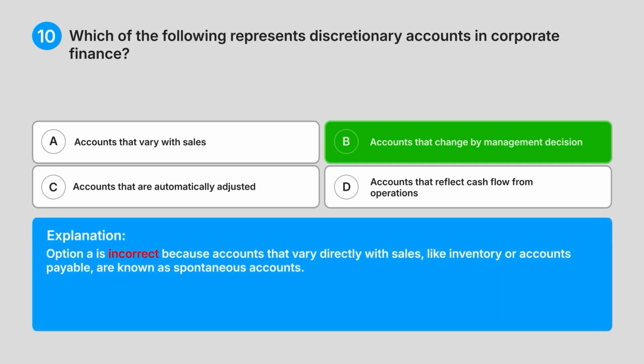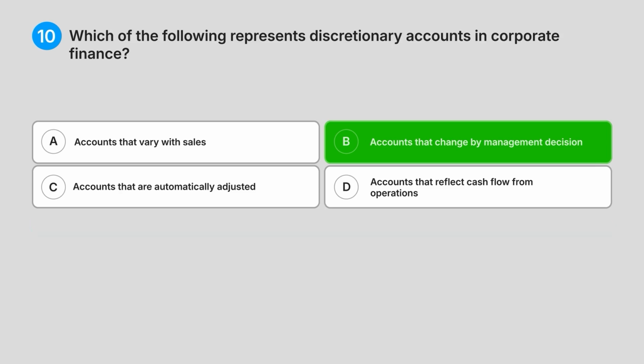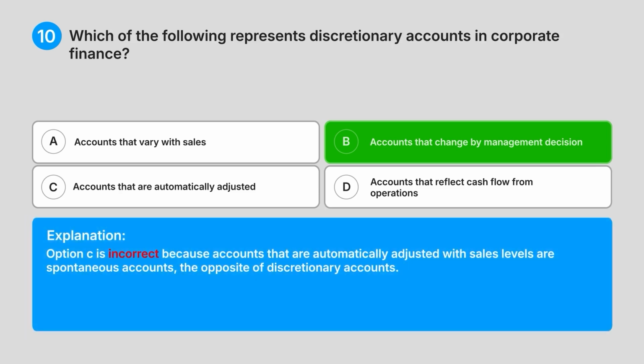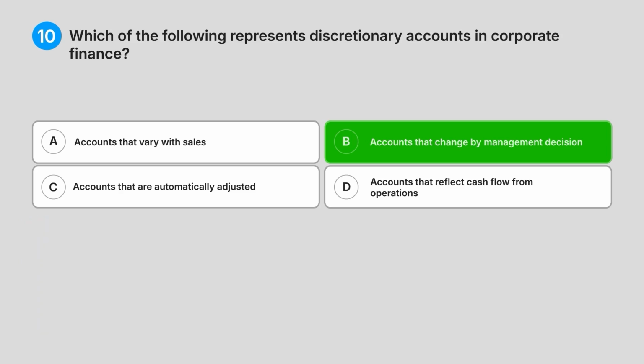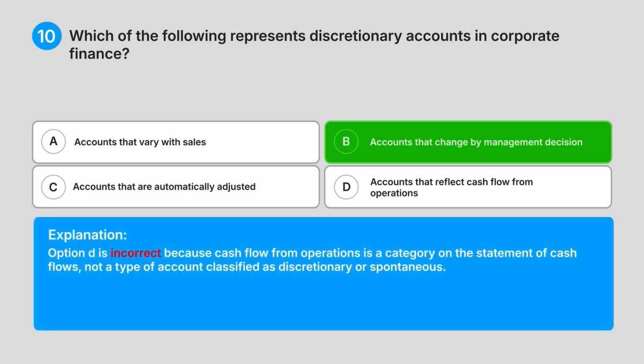Option A is incorrect because accounts that vary directly with sales, like inventory or accounts payable, are known as spontaneous accounts. Option C is incorrect because accounts that are automatically adjusted with sales levels are spontaneous accounts, the opposite of discretionary accounts. Option D is incorrect because cash flow from operations is a category on the statement of cash flows, not a type of account classified as discretionary or spontaneous.